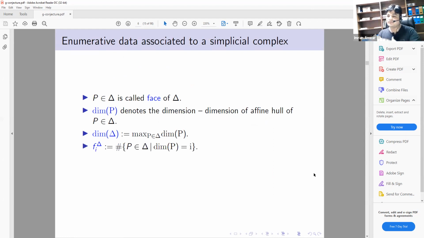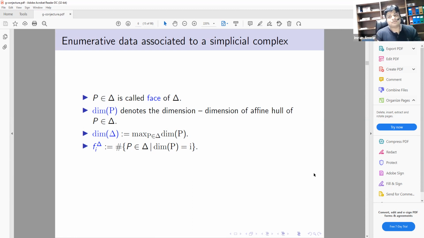And now, in order to record this, we have a particular number, f_i of delta. f_i of delta is the count of all those faces in delta which have dimension i. In a particular simplicial complex, which is a d minus one dimensional simplicial complex, we have f_0, so there will be some zero-dimensional faces, that means vertices, then one-dimensional faces, then two-dimensional faces, up to d minus one dimensional faces.